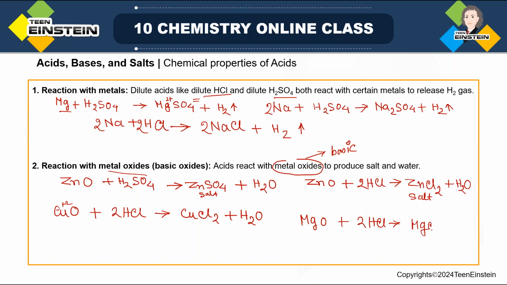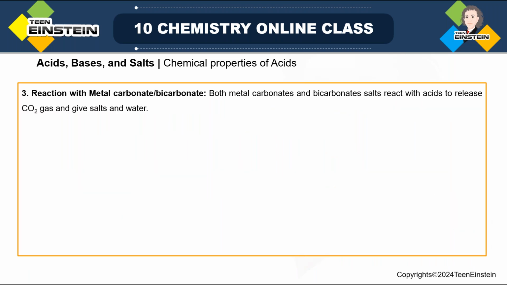The salt is MgCl2. So if you understand one of these reactions, it is not very difficult to write the equation for the other reactions, right? Because it is simply a displacement type of reaction where the oxide ion and the H plus ion together make water, and the metal ion in the metal oxide, which is copper, zinc, or Mg in these examples that we have just seen, reacts with the anionic part of the acid, like sulfate or chloride. Okay, so if you understand one reaction, it is not very difficult to write the other reactions.